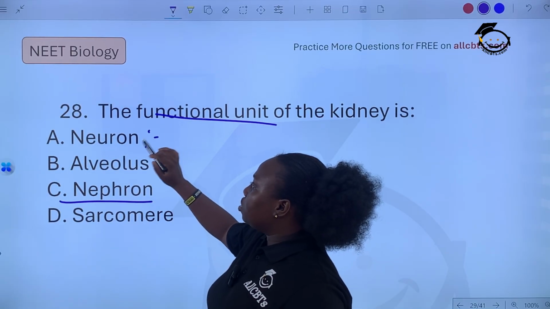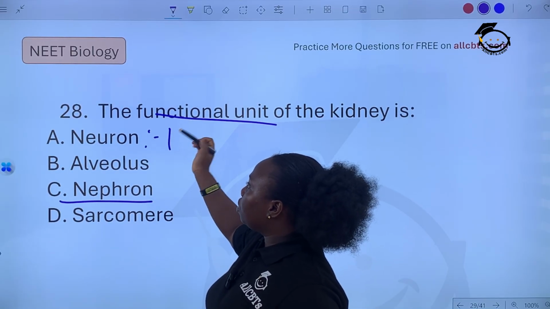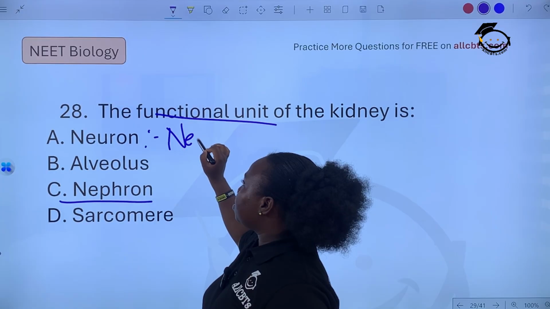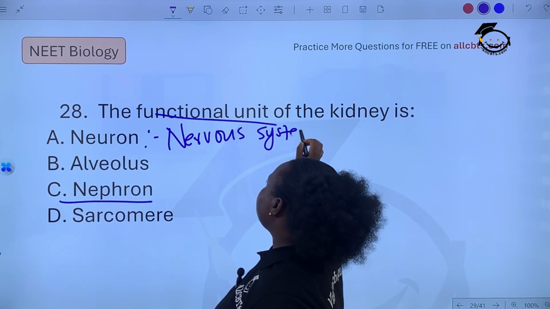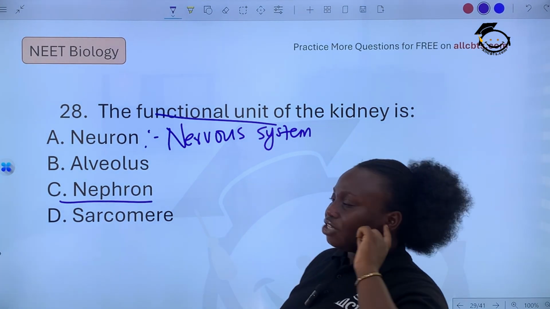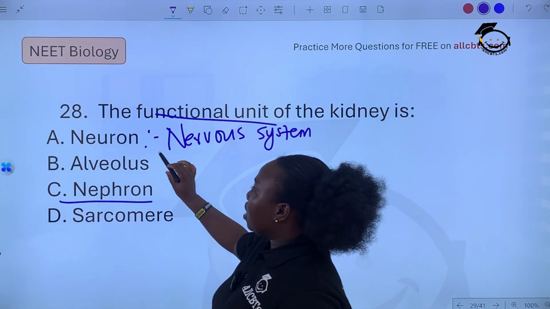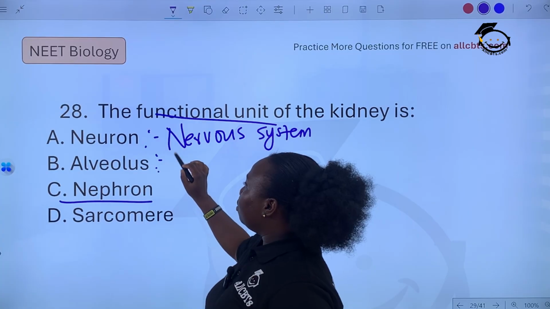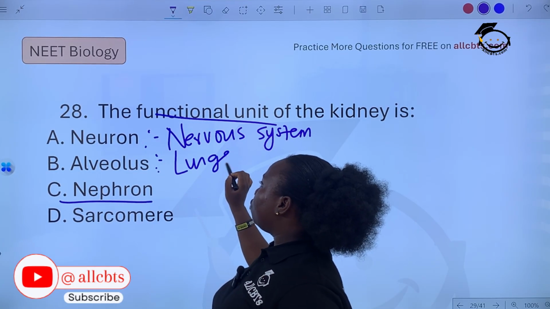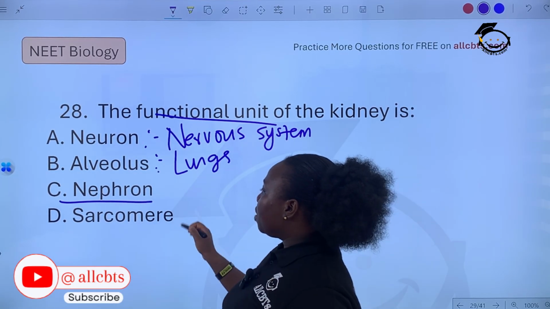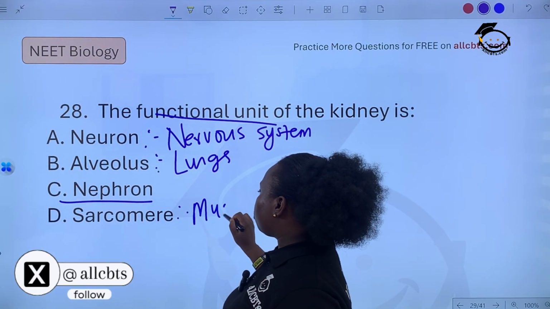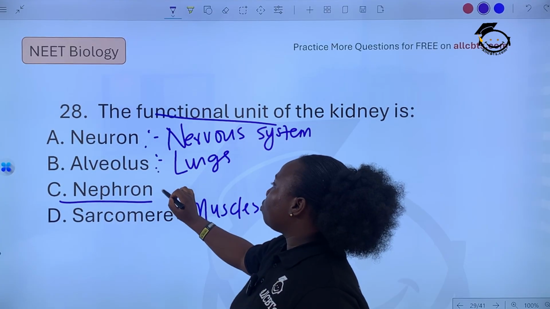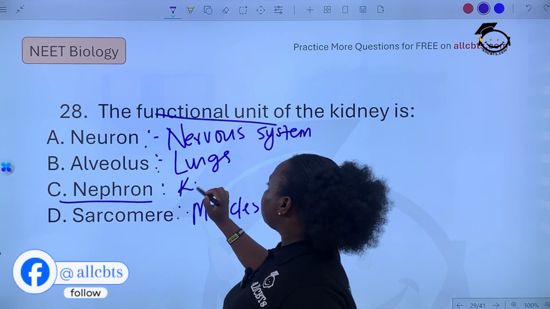For the options, the neurons is the nervous system. The unit of the nervous system is the neurons. They're the ones that send electrical information. Now the alveolus, this one is the unit of the lungs. While the sarcomere, we have seen that earlier, is the unit of the muscles. While the nephron is the unit of the kidney.